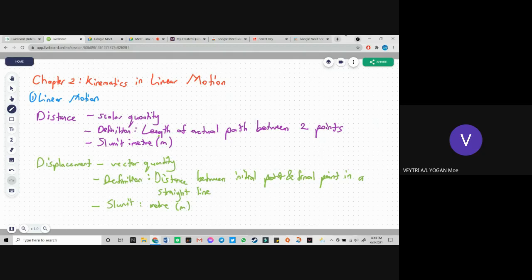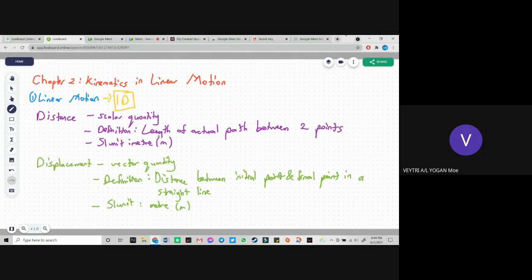Okay, so first thing for today we're going to learn linear motion. Linear motion is all in 1D. This is what we're going to learn. Okay, now sebelum kita further move on to learning whatever we are supposed to learn in this chapter, we got to know all the basics.